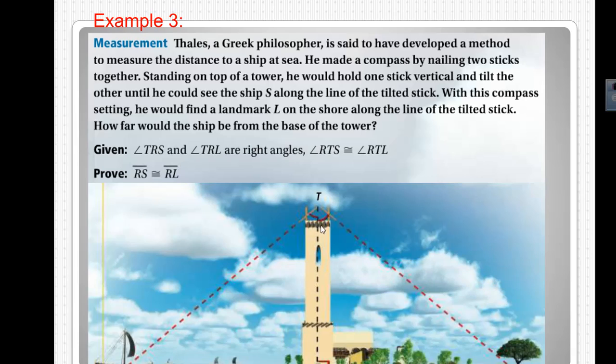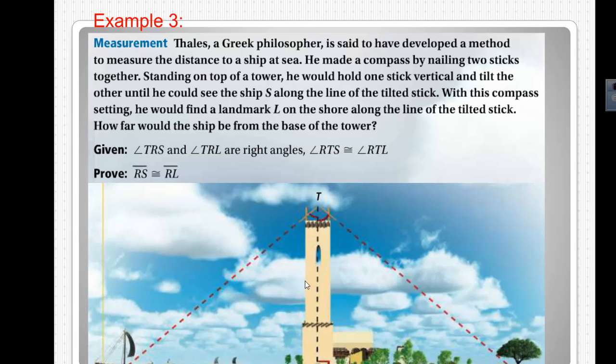with this compass setting, he could rotate it around to see the tree at point L. And since he can measure the distance between the ground here at the base of the tower to the tree, he figures that these two distances should be the same. So what we've been given is that this TRS is a right angle perpendicular to the ground. They're both right angles. And that RTS, right here, this angle here is going to be congruent because we have not changed the measure of his compass. So we're trying to prove that RS is congruent to RL.